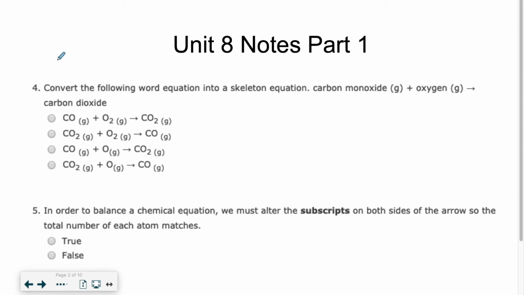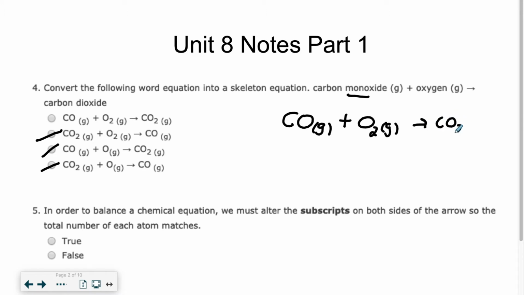For question 4, convert the following word equation into a skeleton equation. Carbon monoxide gas plus oxygen gas makes carbon dioxide. Now we know from the prefix of mono here that there is going to be a single carbon and a single oxygen, and it is gas. That eliminates two of our choices. So we know it's not either of these equations because they are starting with carbon dioxide. Plus oxygen gas. Oxygen is O, but oxygen is also a diatomic, so it needs a little 2 here. So that eliminates this third choice. And of course, we are making carbon dioxide gas.